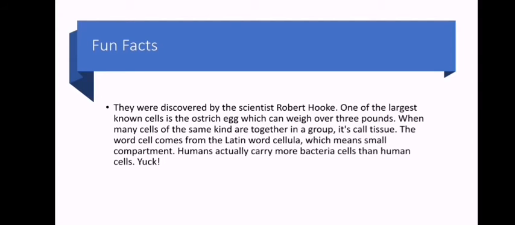Fun facts for today. Cells were discovered by the scientist Robert Hooke. If you don't know who that is, just search for him. You see his picture and you get more information about him. One of the largest known cells is the ostrich egg, which can weigh over 3 pounds. Oh my gosh, that's so heavy.